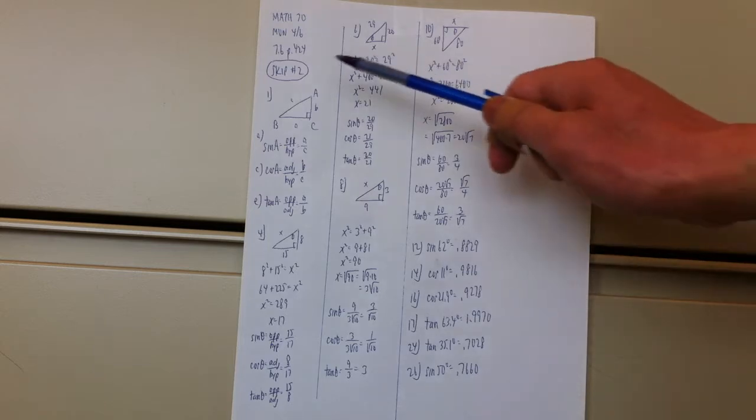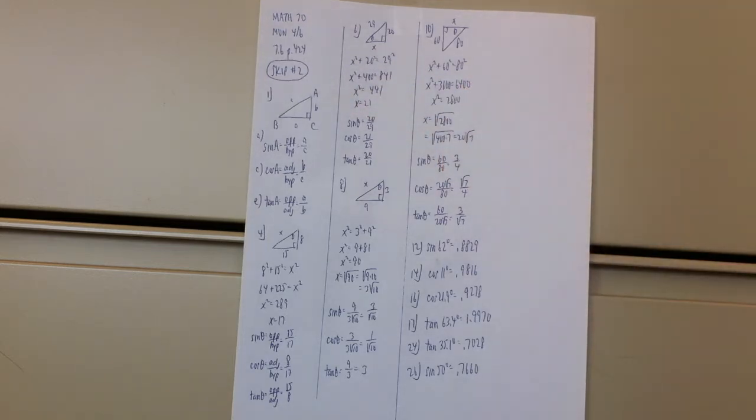One thing I'm adding is to skip problem number 2. We're not going to do problem number 2. The original homework was 1 through 26. We're skipping problem number 2.